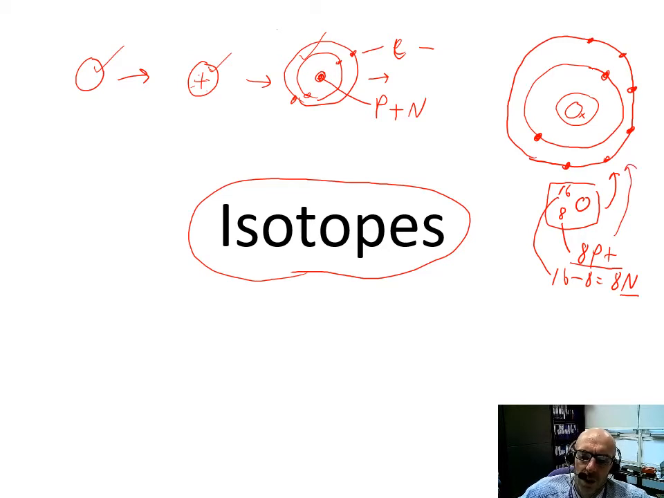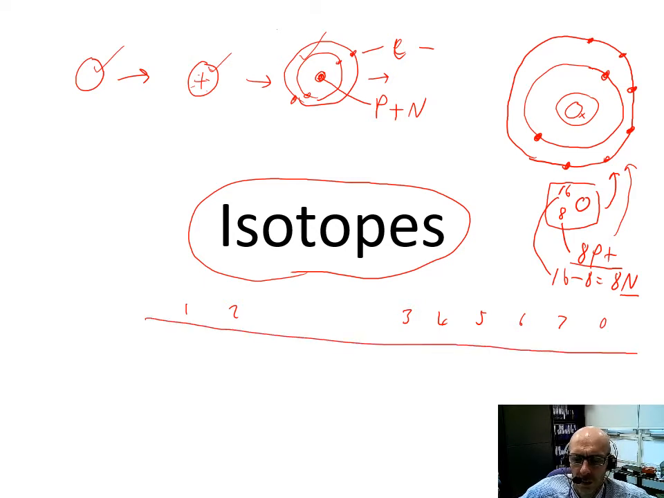And where would that be on the periodic table? Well, the periodic table had groups 1, 2, then a gap, 3, 4, 5, 6, 7, 0, and that would be here. It would be in group 6, purely because there are 6 electrons on the outside shell.